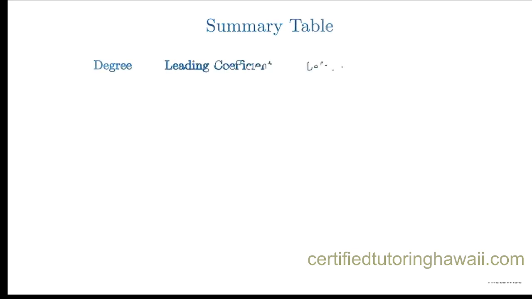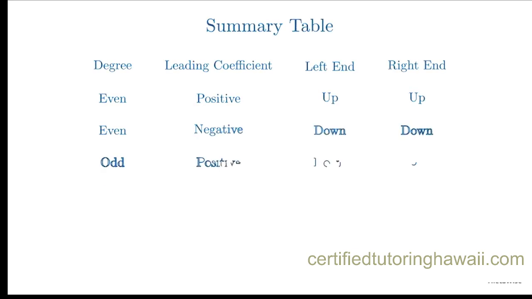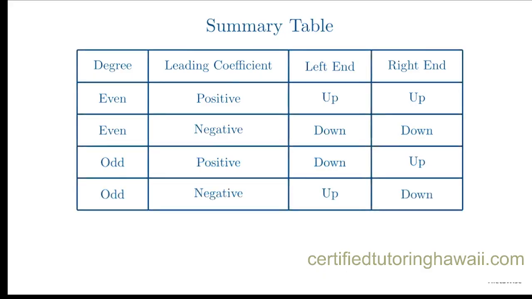Let's put this all together into a summary table, which I'm now displaying on the screen. This table is your cheat sheet for end behavior. It organizes the 4 cases we just discussed. Let's work through a few examples to see how to use this table.